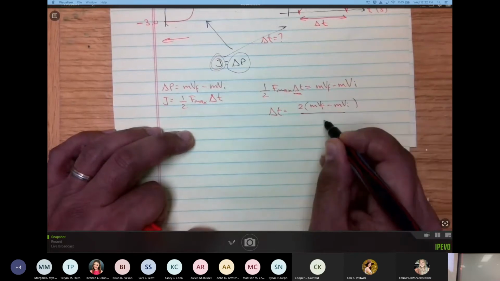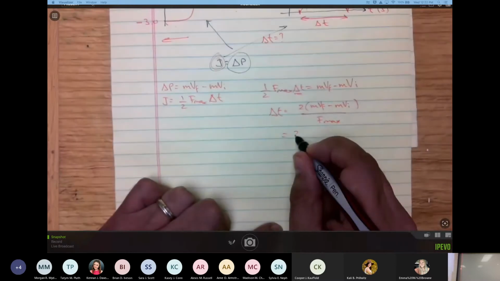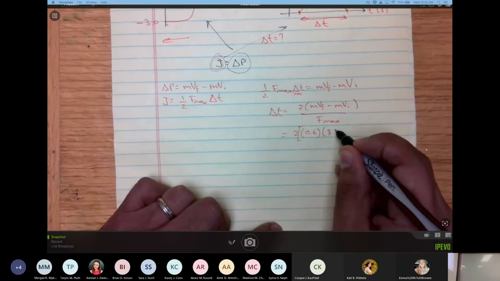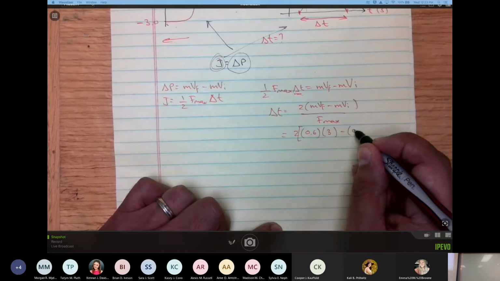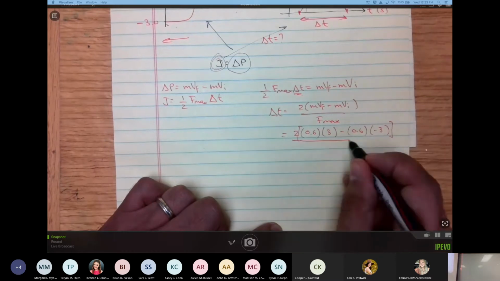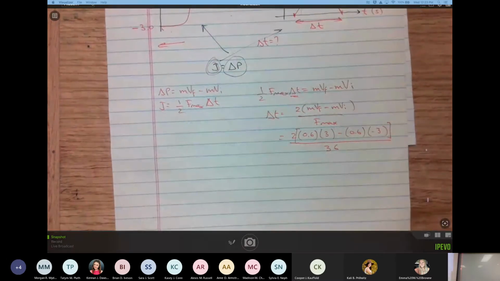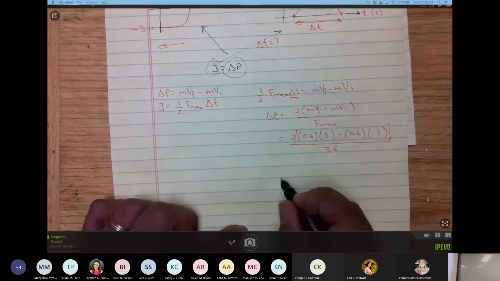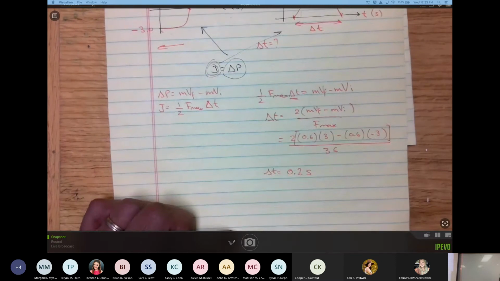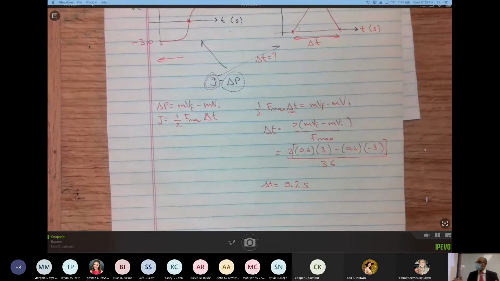And then I'm just going to substitute values here. I'm going to have 2 times 0.6 times 3 minus negative 3, over 36. Your equation may look a little bit different, but more or less that's what you have. And I think you end up with 0.2 seconds. Okay, so this delta T, this lapse, is going to be 0.2 seconds. Yeah, makes sense? Hallie? Yeah?